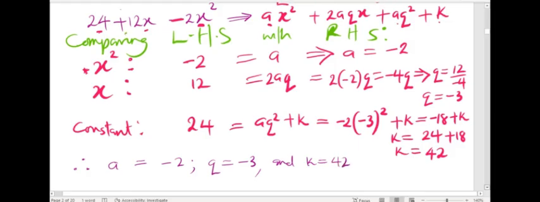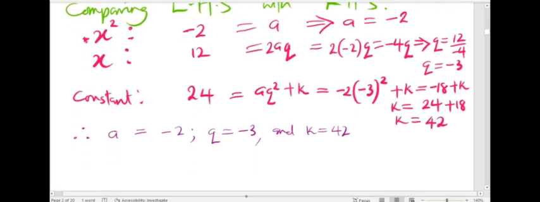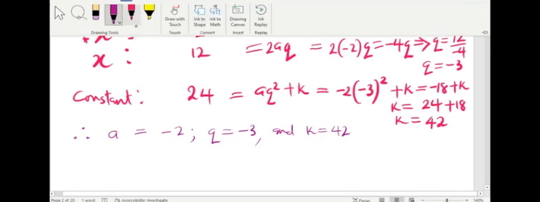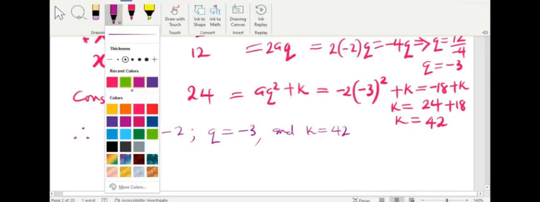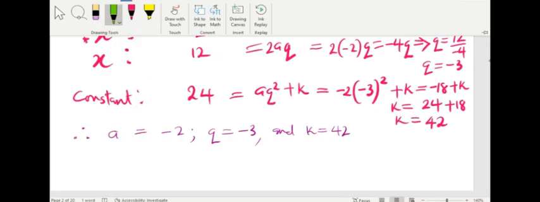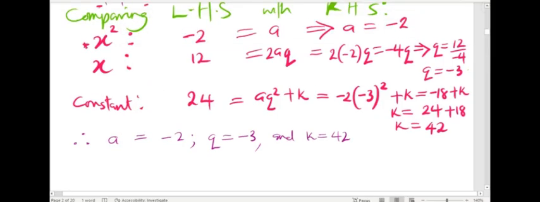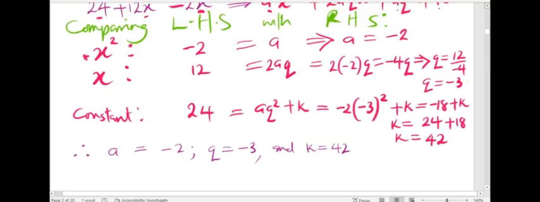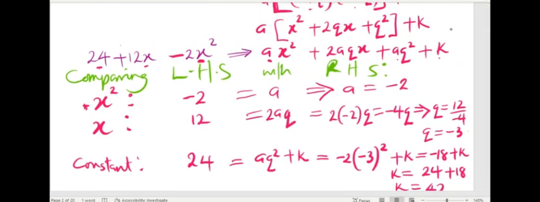So when we have that, we can just substitute. Remember, what we are required to do is to express 24 plus 12x minus 2x squared in the form.